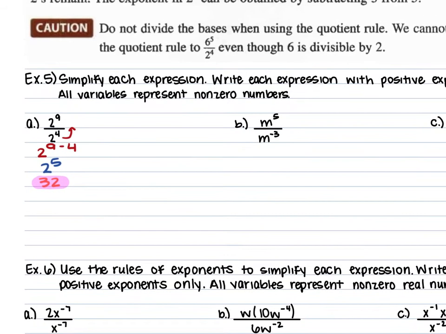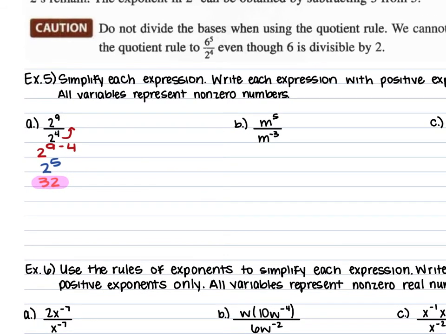For B, we have m to the 5th power over m to the negative 3rd power. We have to turn that negative 3 power into a positive 3, so we're going to bring it up top. We're going to have m to the 5th power times m to the 3rd power. Our bases are the same, so we're going to keep the bases, add the powers. 5 plus 3 gives us 8, so that's m to the power of 8.